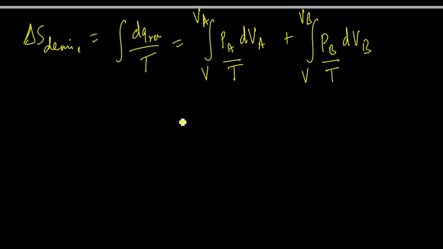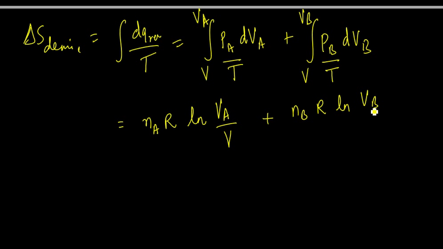NA R natural log V final by V initial. Yeah, VA by V, right? Plus NB R natural log VB by V. Right?